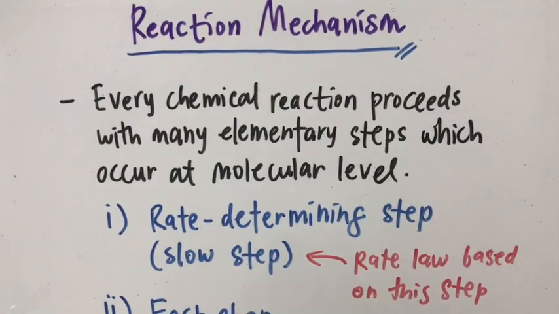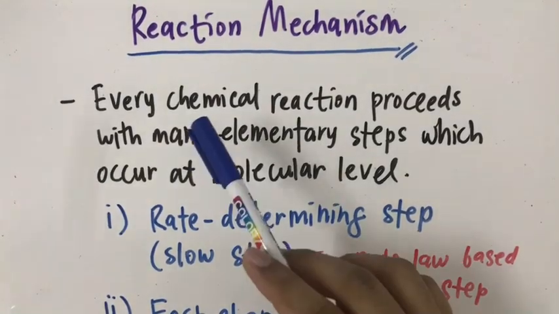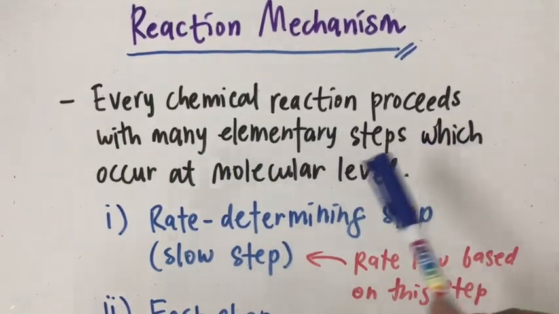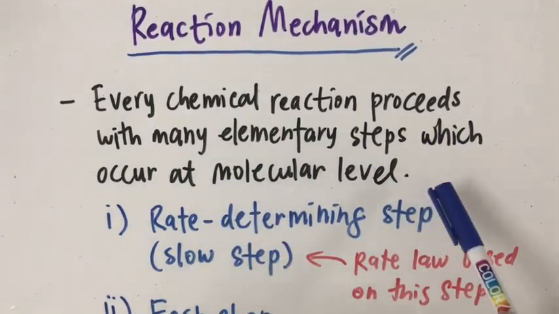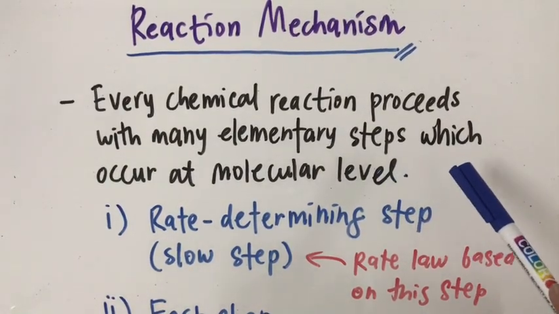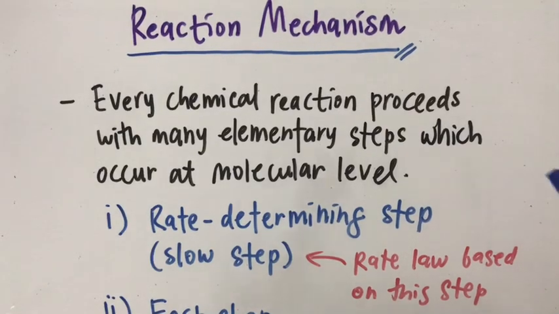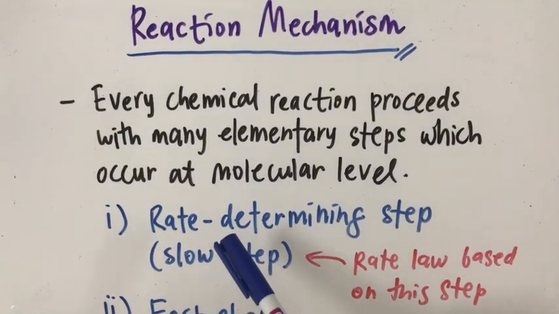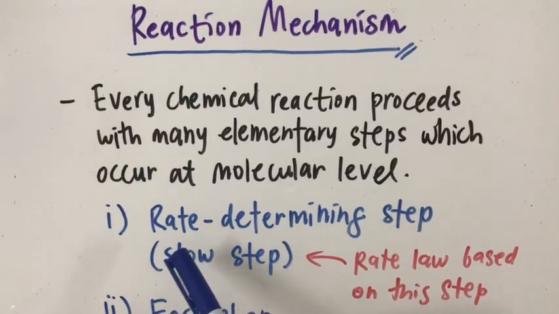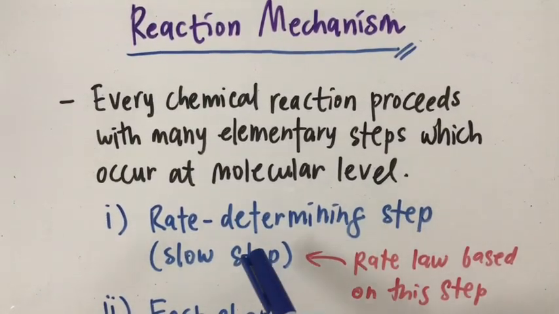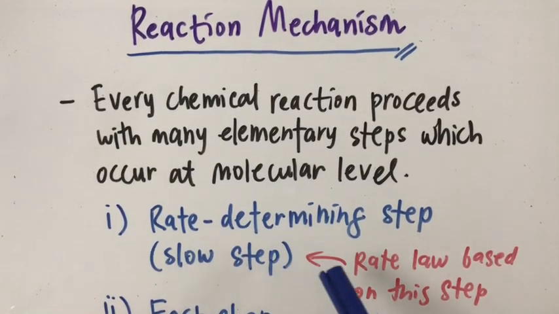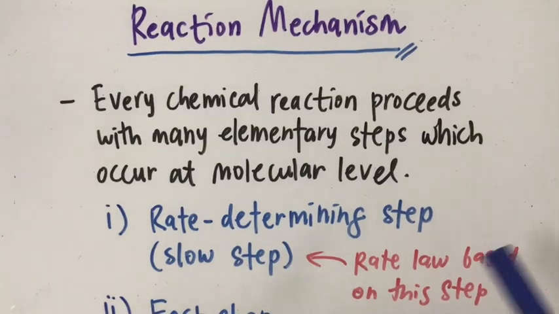reaction mechanism, we must understand that every chemical reaction proceeds with many elementary steps which occur at molecular level. So meaning that there is formation of intermediate product before the formation of final products. Basically, there are two steps involved. The first one is the slow step, or also known as rate determining step. At this step is where the formation of intermediates occurs. So we can also determine the rate law expression from this step.